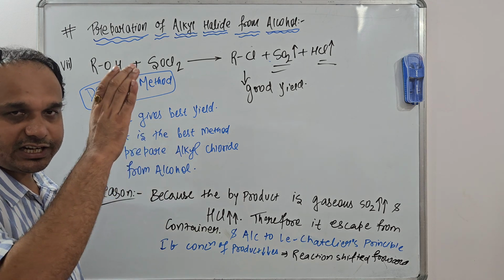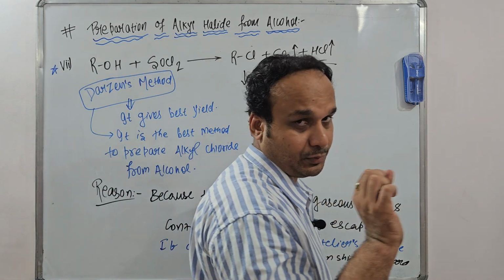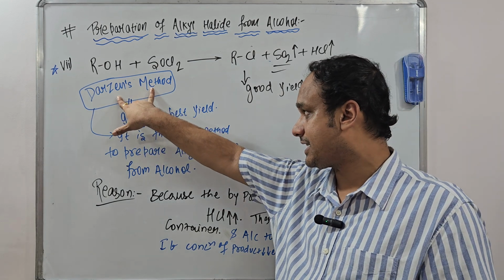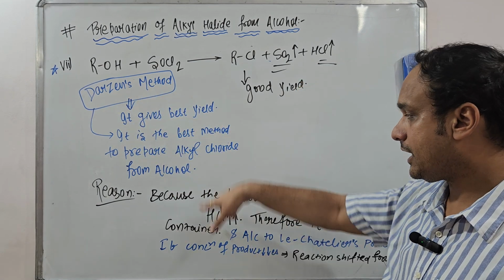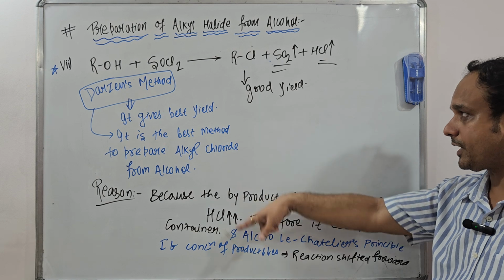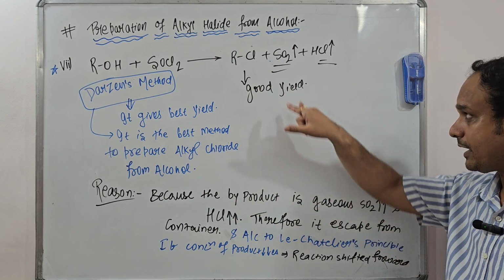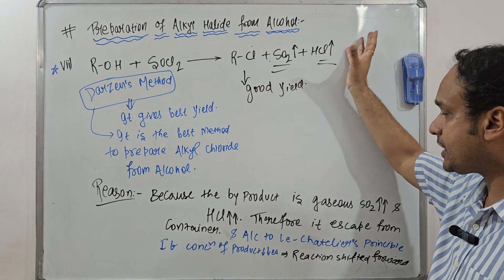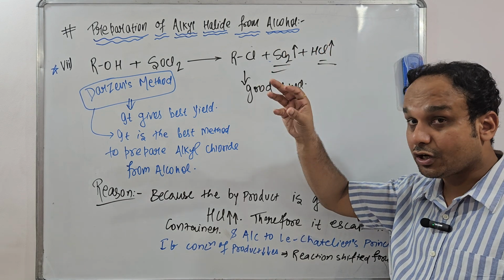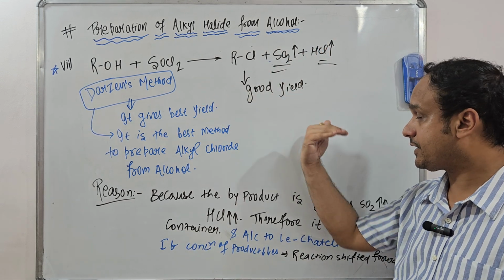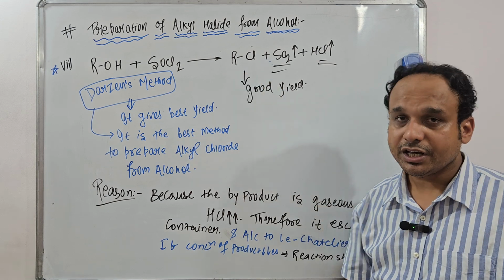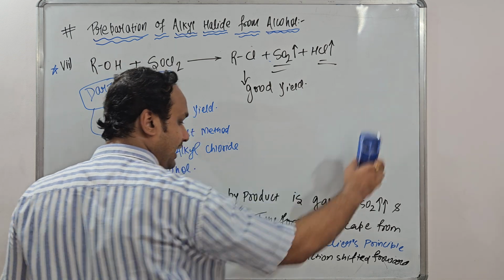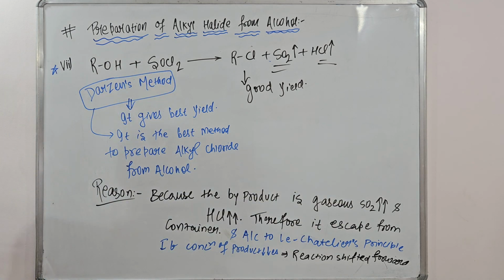It means the previous reactions you have to learn as it is. H3PO3 and POCl3 are important. And in this reaction, first you have to understand this reaction is known as Darzens' method, and second, that it is the best reaction to prepare alkyl chloride from alcohol, because the byproducts are gaseous, SO2 and HCl. They will escape from the container because of Le Chatelier's principle. Escaping means the concentration of product decreases, it means the reaction shifts forward, and RCl will be a good yield. So this is the important point you have to learn regarding this reaction. Now come to the last method of preparation of alkyl halide from alcohol.